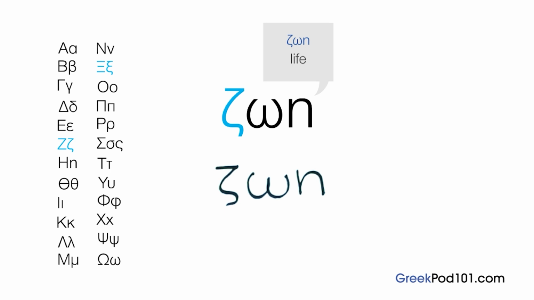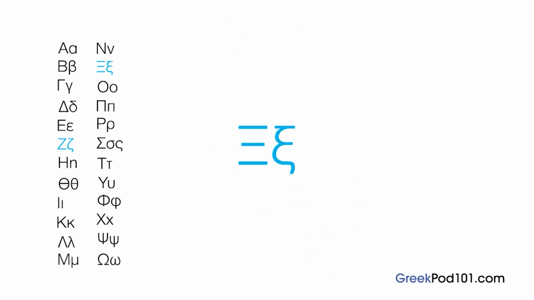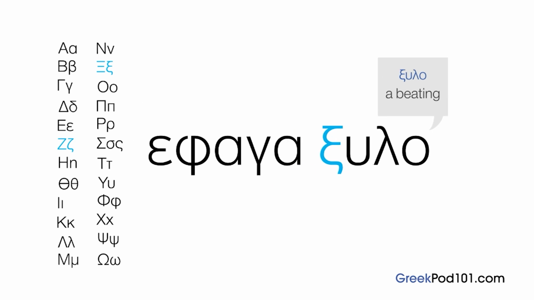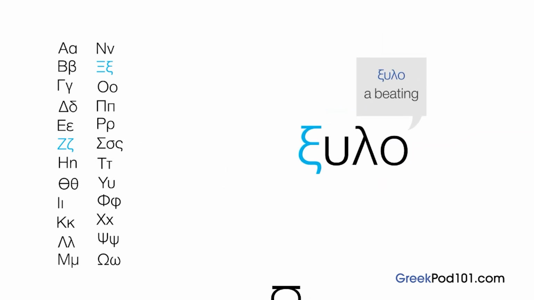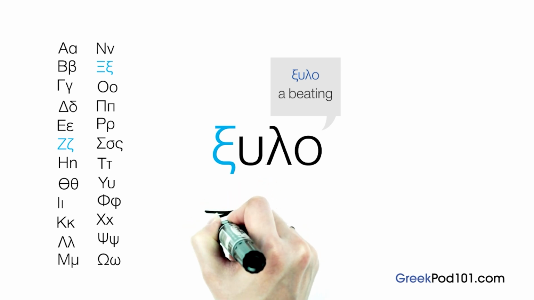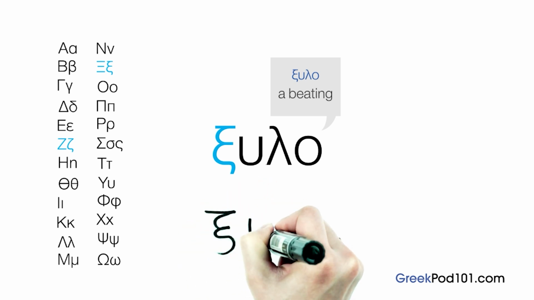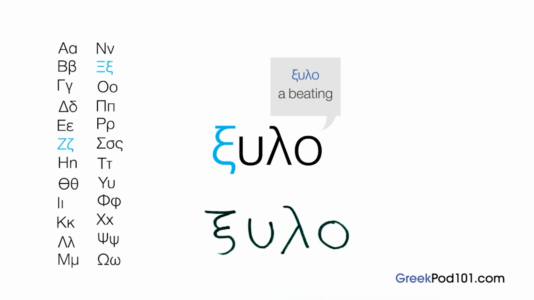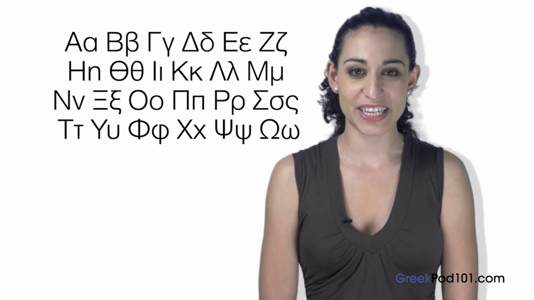Zoe. As for xi, an easy word that begins with it is xilo, meaning wood. It also means a beating, as in the phrase έφαγα ξύλο, I got beaten up. Shall we write it together? Xylo.